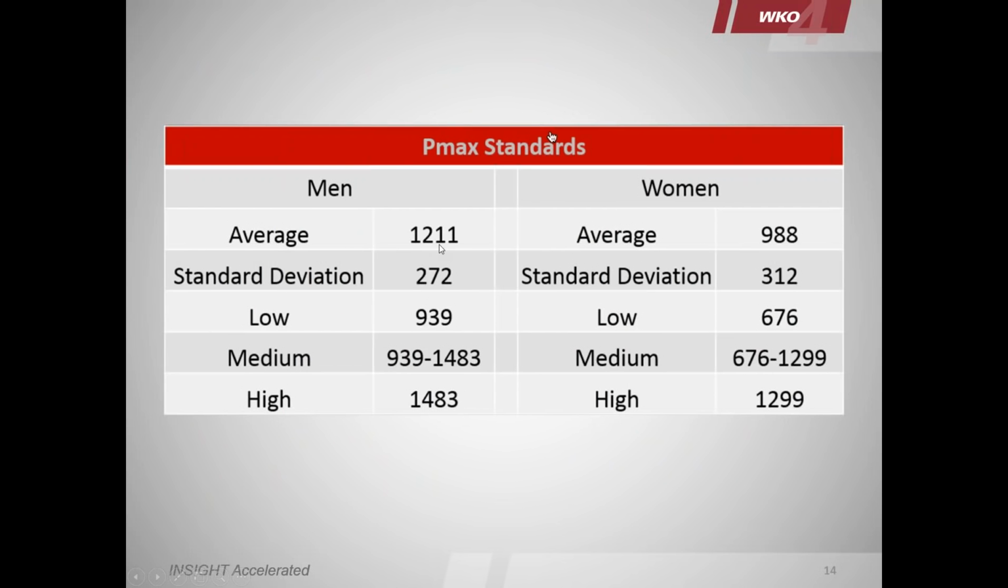Pmax standards for men: the average is 1,211, and for women 988. There's now a chart, and I think it's in the new chart library, but if not, I'll make sure tomorrow that we push it up for you, showing this that Donnie built out of our Facebook group. You can see low, medium, high ranges. A low range is around 939 watts, a medium range is 939 to 1483, and high is above 1483. These are not age adjusted, and this is a pretty good set of core data. We're continuing to expand it now that we're tracking it. For women, you see the same relationship, giving a little understanding of what the numbers are.